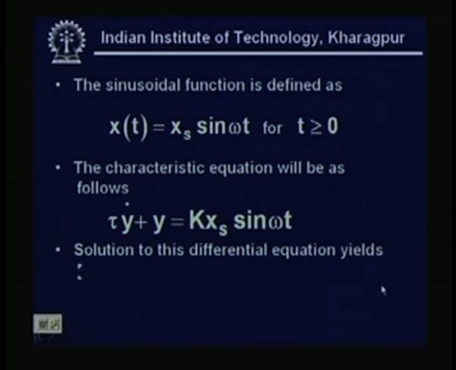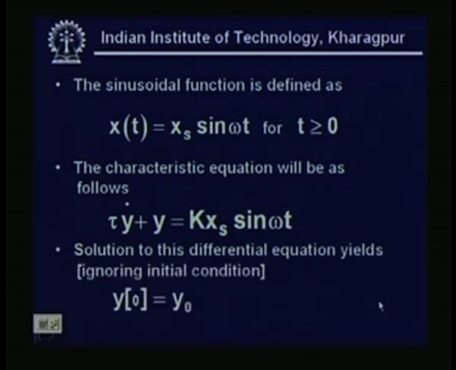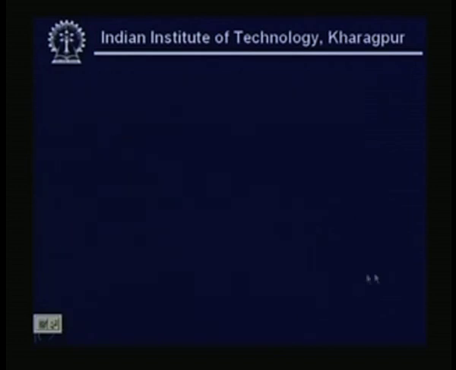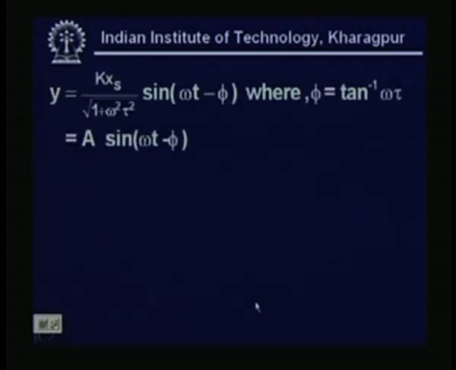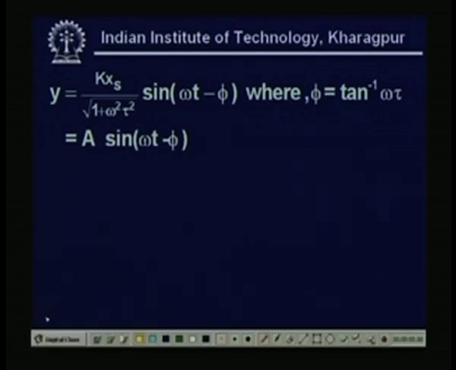So, the solution to this differential equation yields, ignoring initial condition, y equal to y0, k xs upon under square root 1 plus omega square into tau square sin(omega t minus phi), where phi equal to tan inverse omega tau. This we can write as equal to a sin(omega t minus phi). Phi is the phase shift of the input signal. There will be some phase shift.